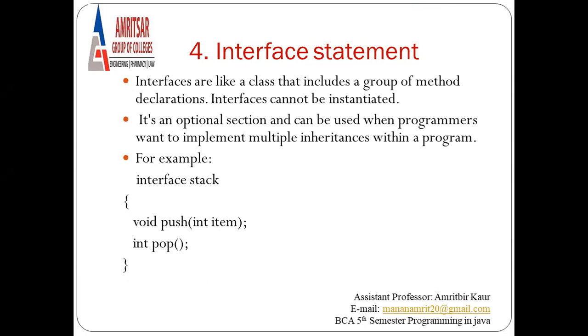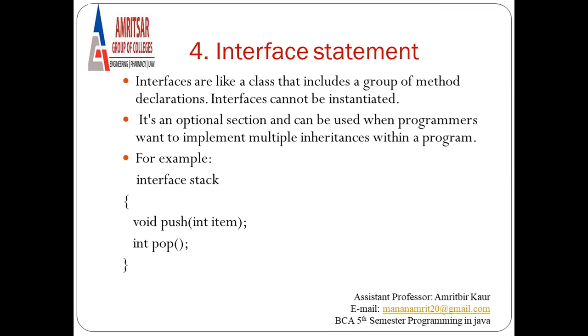Another main point about the interface is that we cannot create objects of interfaces. We can use interfaces in other classes through objects, but we cannot directly create objects of interfaces. It is an optional section, meaning you can use it as per your requirement, and it can be used when a programmer wants to implement multiple inheritance within the program. So in Java, if we want to implement multiple inheritance, we work with the interface.